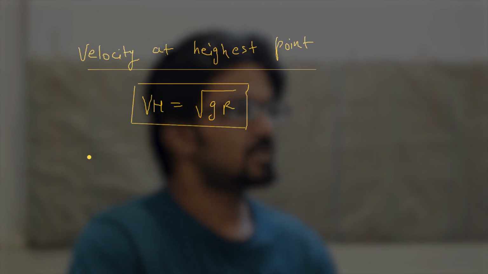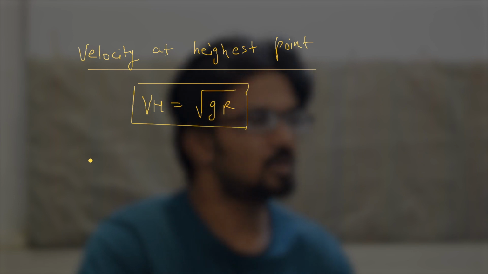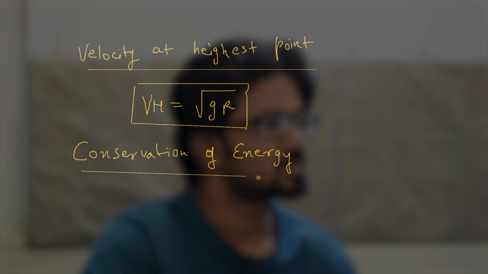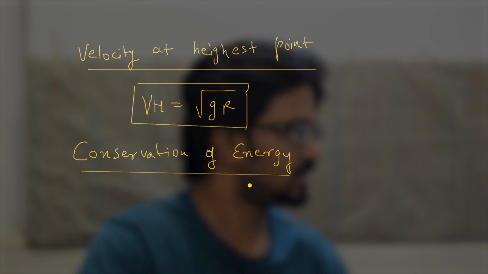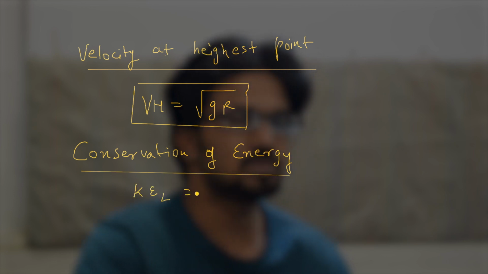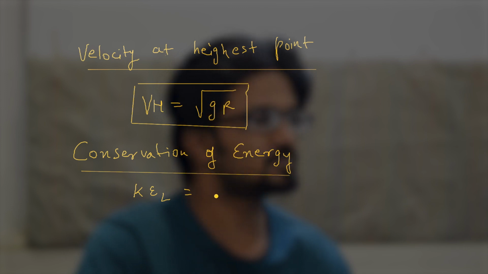Now we can calculate how much velocity will be required at the lowest point to move it in a vertical circle. We can do it with the help of conservation of energy. With the conservation of energy principle, we can say that the kinetic energy at the lowest point, because at the lowest point there would be no potential energy as the height is 0 here, will be equal to the potential energy at the highest point plus the kinetic energy at the highest point.